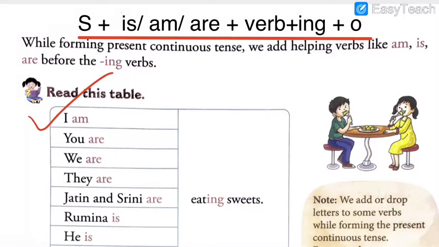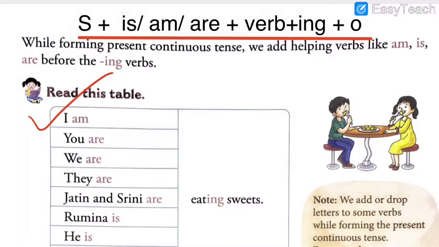Can I not say "Rohan am eating"? No. Am is used with I. So can I not say "Rohan are eating"? No. Because Rohan is singular, one. That's why we use is. Rohan is eating. Why eating?